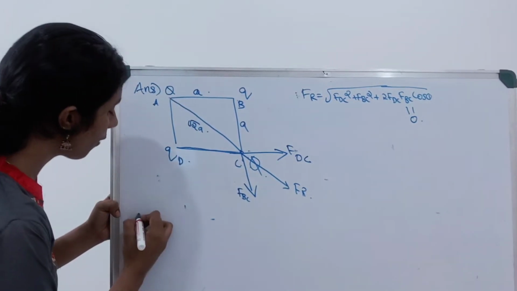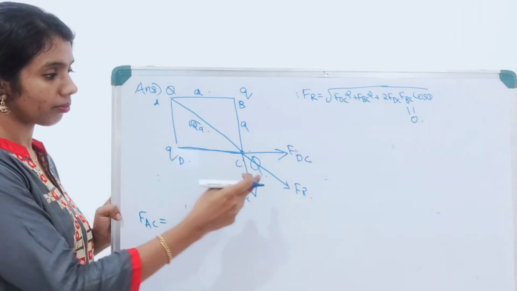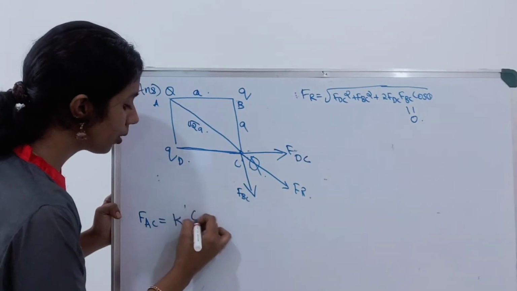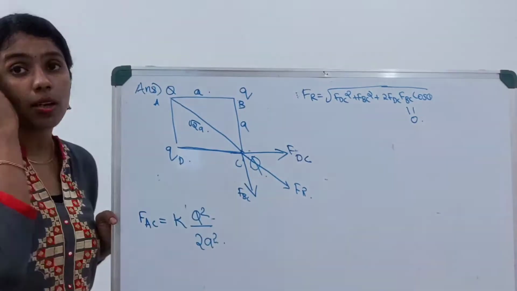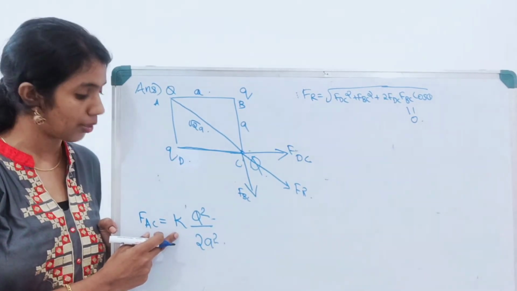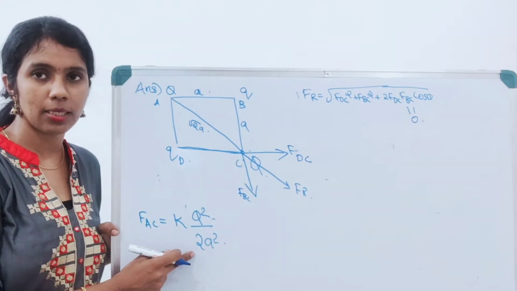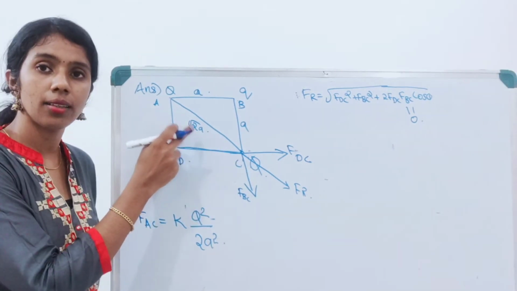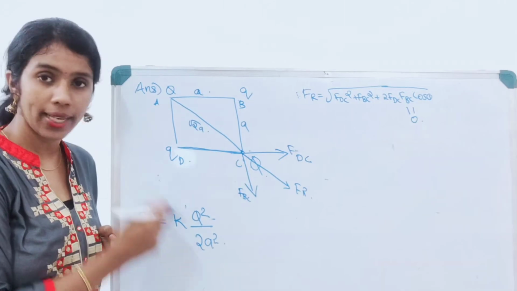Now we will find the force experienced by the charge Q which is kept at C. It is K into Q square divided by 2A square. According to Coulomb's law, the force is equal to K, that is 1 by 4 pi epsilon 0, into the product of their charges divided by the square of the distance between them. Here the distance between Q and Q is root 2A, which is the diagonal of the square. Square of root 2A is 2A square.